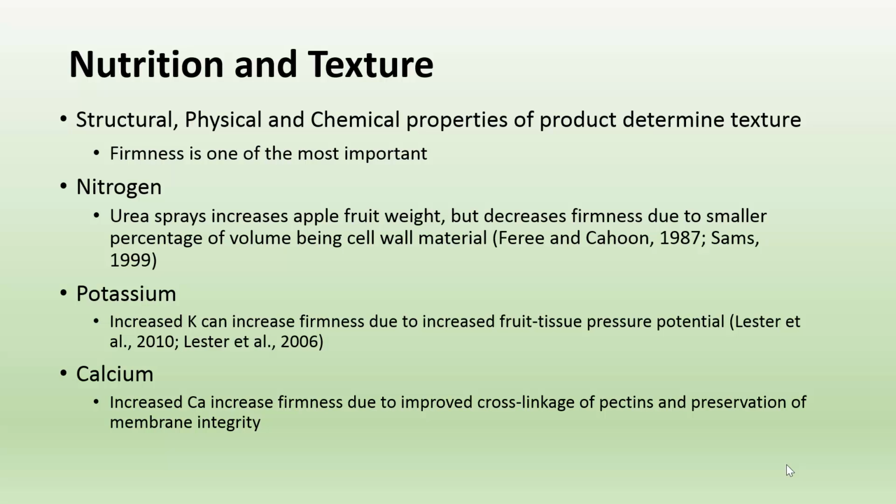Increased potassium supply can also increase firmness in apples, kiwi, and nectarines. This is likely due to a simultaneous increase in fruit tissue pressure potential with the accumulation of potassium and other osmolytes such as sugars. Calcium is often associated with fruit firmness. Calcium sprays can increase fruit firmness and delay fruit softening during storage because it improves the cross-linkage of pectins in the middle lamella of cell walls and also preserves membrane integrity.